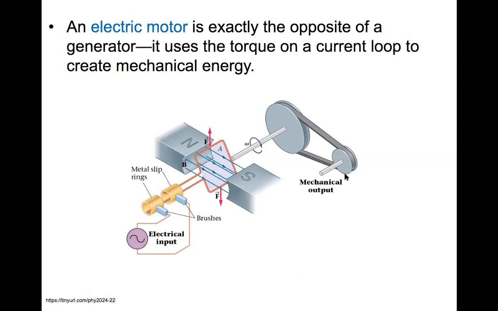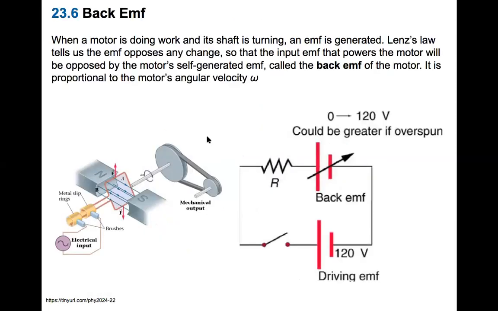So this is the reverse of an electric generator. An electric motor is exactly the opposite of a generator. This just tells you how that works. Now the next section in this textbook talks about back EMF.